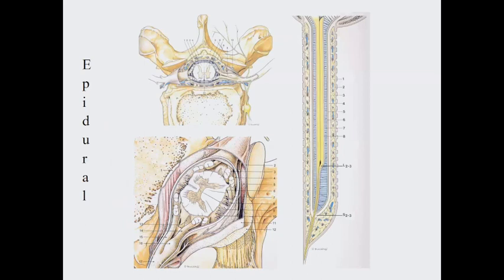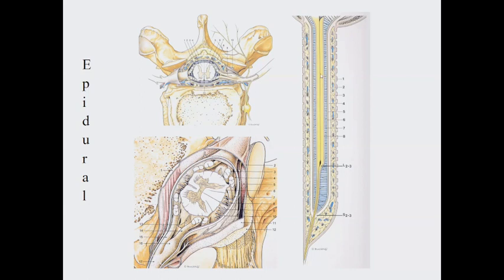The second central block is an epidural. Epidural block means that we inject the local anesthetic, and in most cases, we implement a catheter into the epidural space, which is one step more peripheral compared to the spinal.